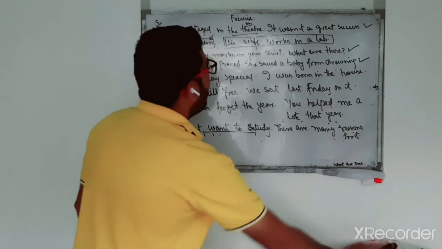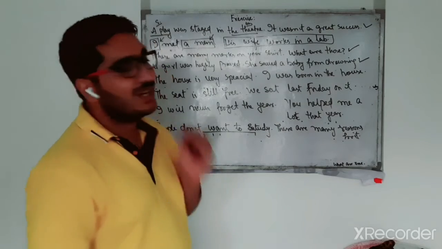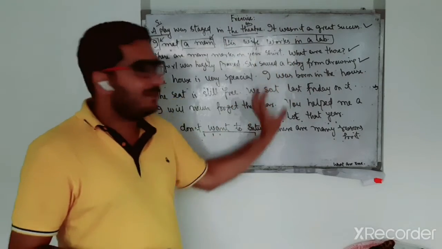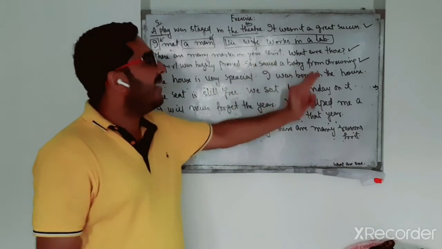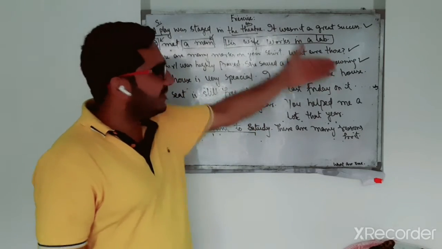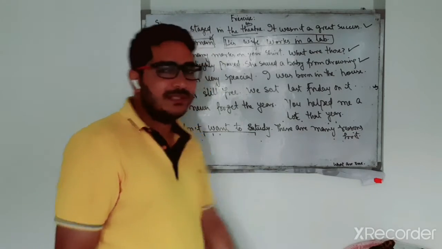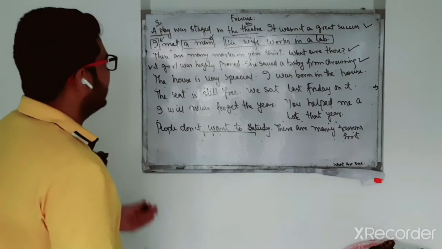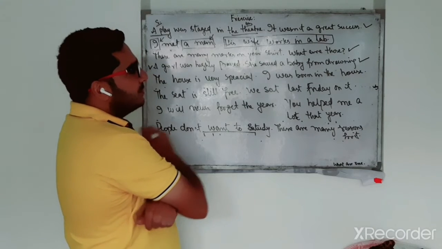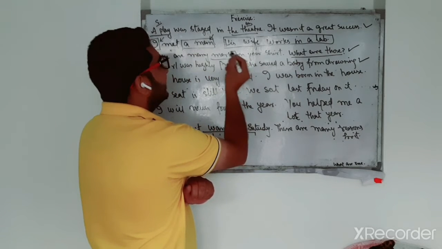Now third, we have an interrogative sentence. There are many marks on your shirt. What are those? So this is different from all these sentences, because we have an interrogative sentence which we have to change. We have to make a relative clause including this interrogative sentence. See, there are many marks on your shirt. What are those? This second sentence talks about these marks.